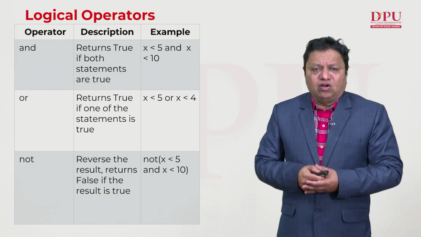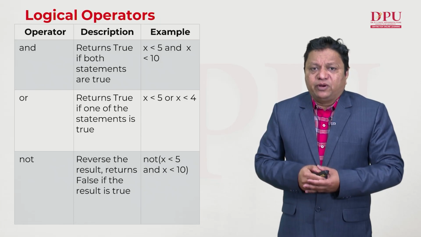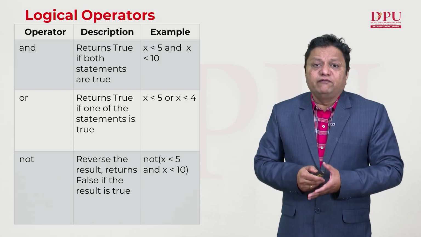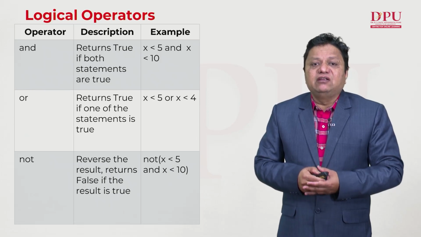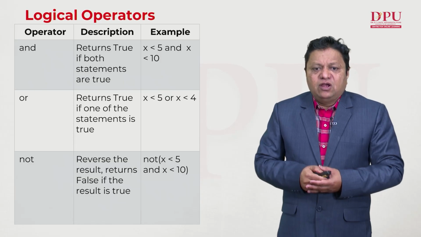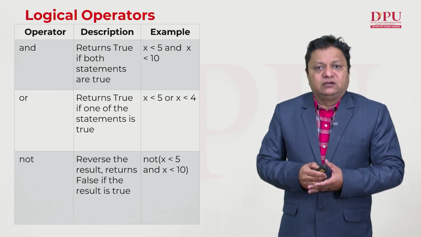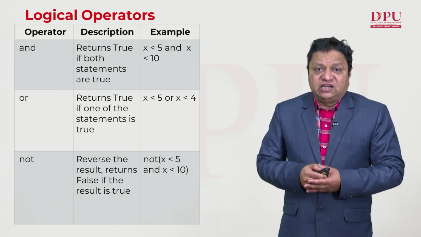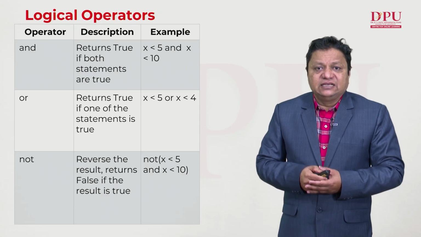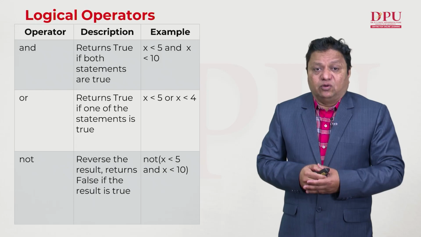Let us see the OR operator. This is the opposite of AND. The OR operator returns true if one of the statements evaluates to true. It means, if x is less than 5 or x is less than 4, and either of these statements is true, then the logical operator will return a true value.